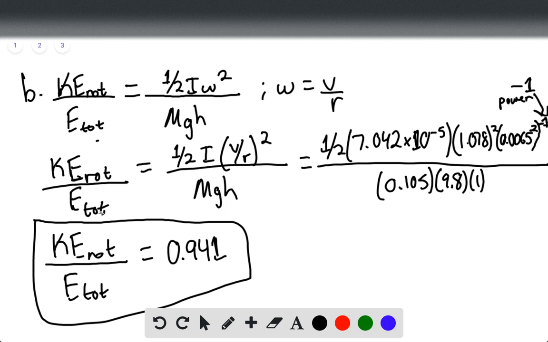The ratio of the rotational kinetic energy with respect to the total energy is going to be 0.941. So again, 94.1% of the total system's energy is rotational kinetic energy. And that's the end of the solution.